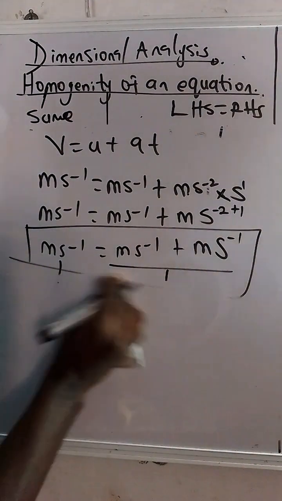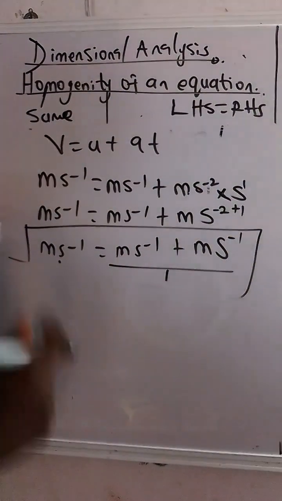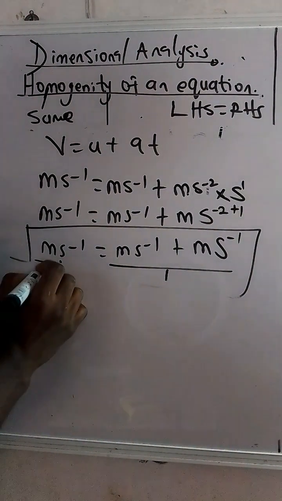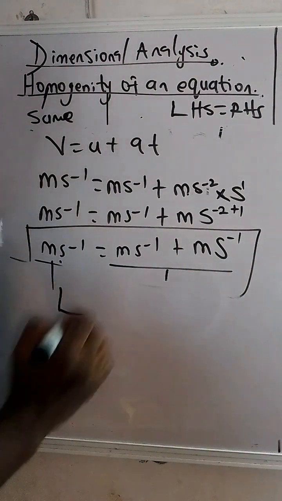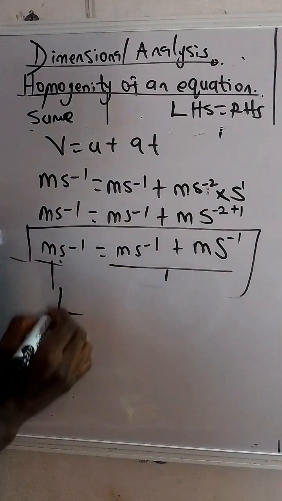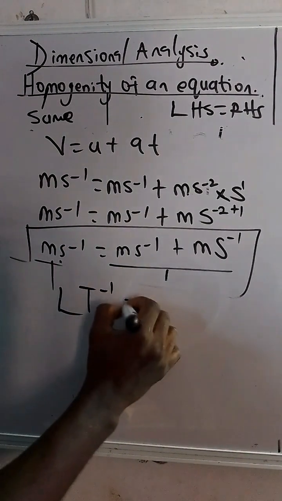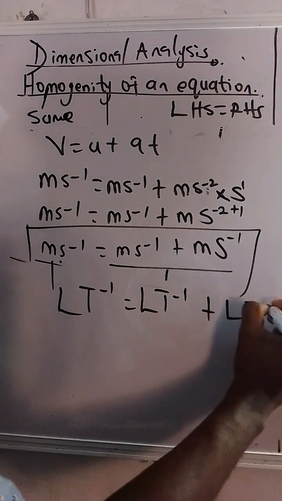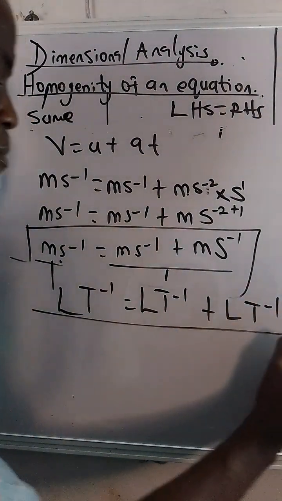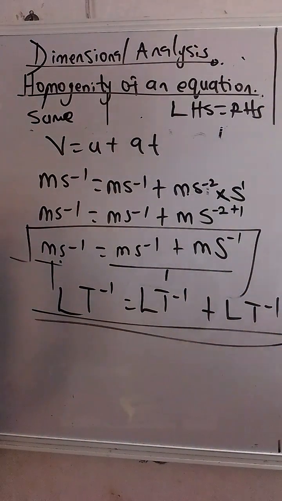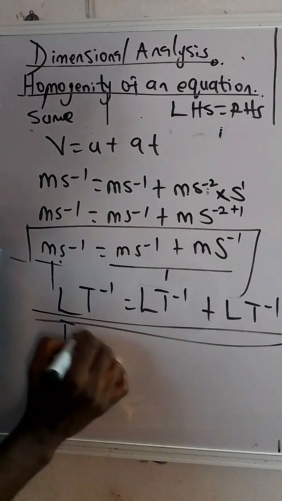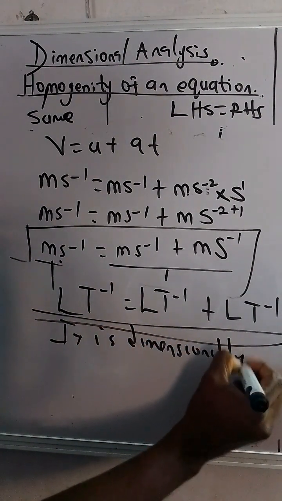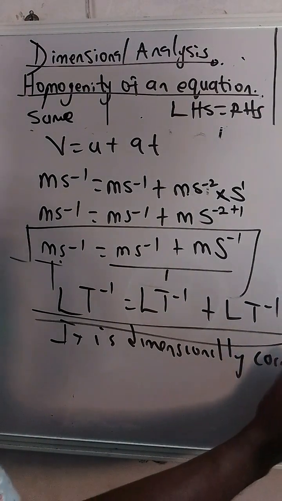And if I want to write it dimensionally, I've already explained in my previous video that whenever you add the word dimension, meter is L, capital letter L. S, which is second, is T raised to minus 1. And L is T raised to minus 1, plus L is T raised to minus 1. So this is dimensionally correct. Are you guys getting my point?